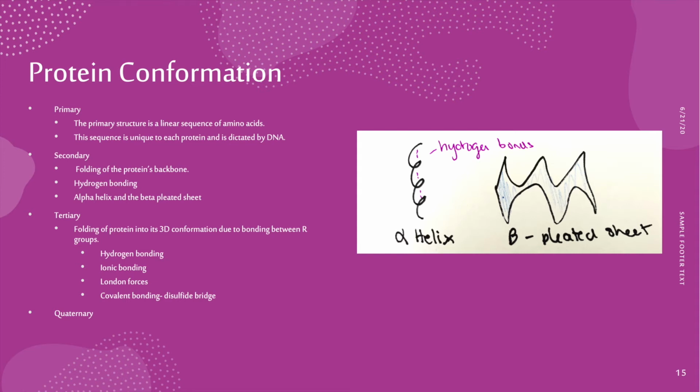Quaternary structure is a structure that forms due to interactions between multiple polypeptide chains. An example would be hemoglobin, which has 4 polypeptide units.